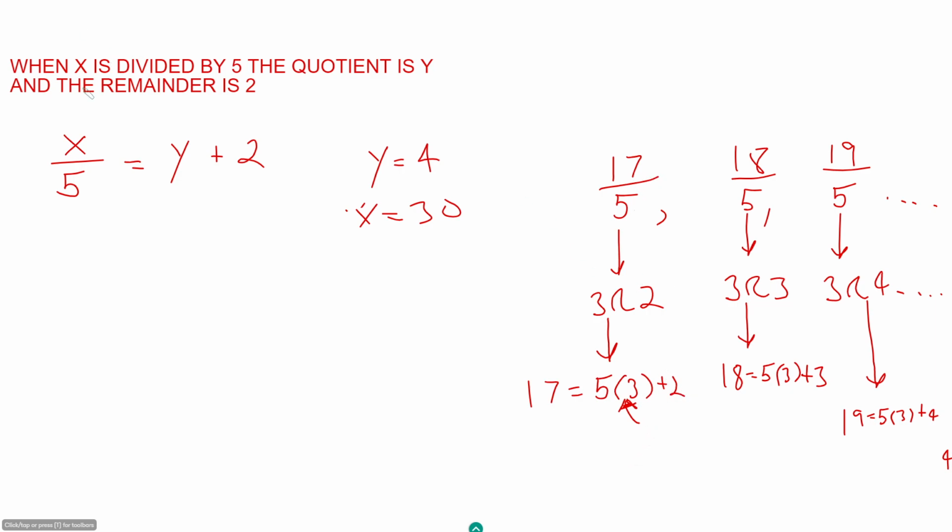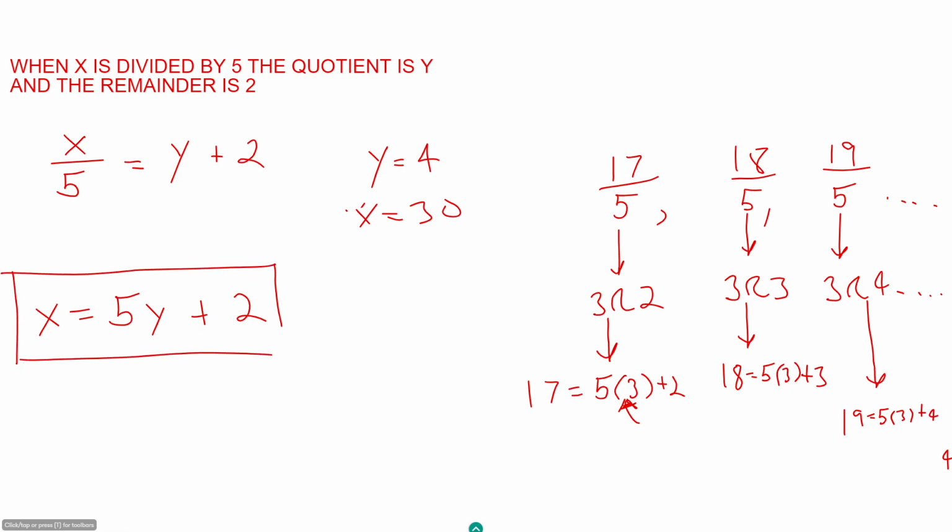So if we did the same thing with this statement, how would we translate it to match the equations we have here? So here we would be saying x is equal to 5 times some multiplier, and this multiplier is your quotient. And so when they say the quotient is y, they're saying x is equal to 5 times y plus 2. And once you have this equation, you should be able to generate a bunch of examples very quickly of what x could be.